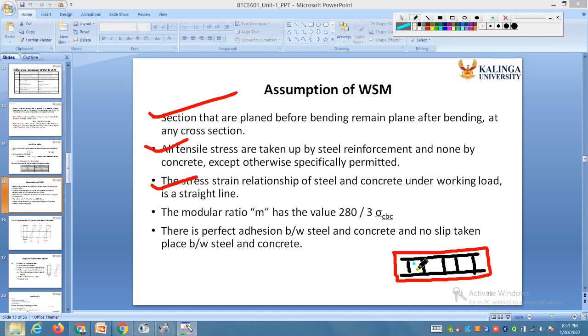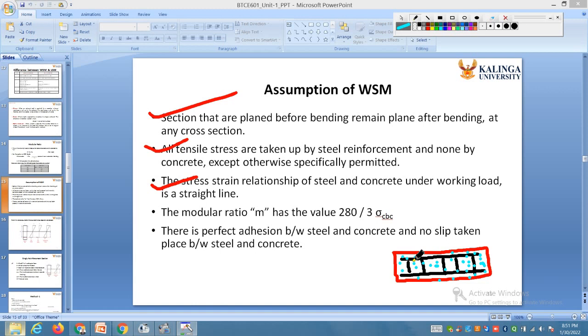Now in this beam body, this blue color I am using. Here concrete is there: cement, sand, water, etc. So concrete is there, and in that reinforcement is introduced.